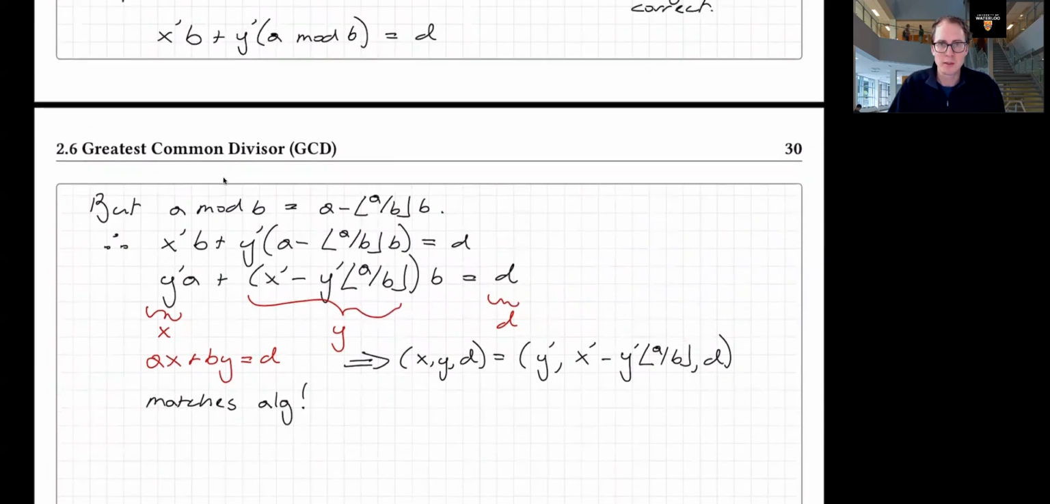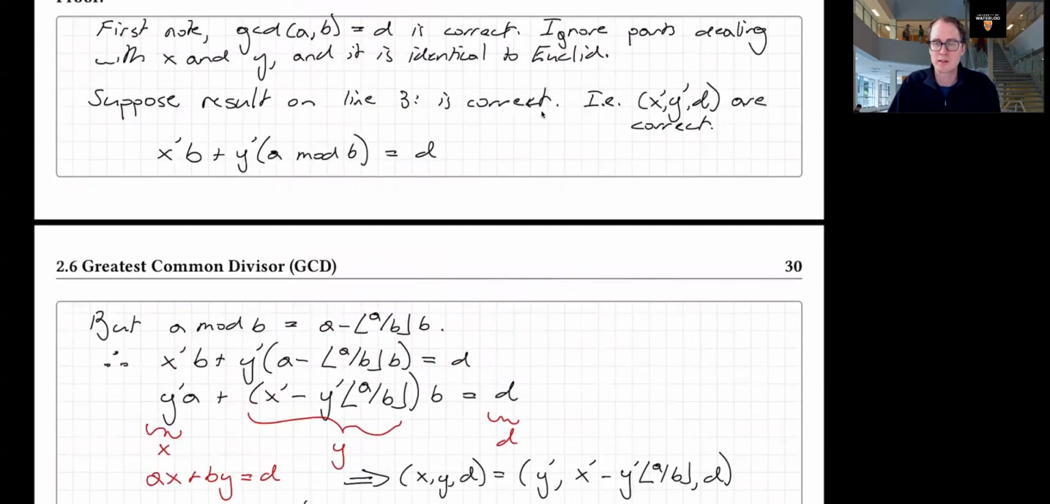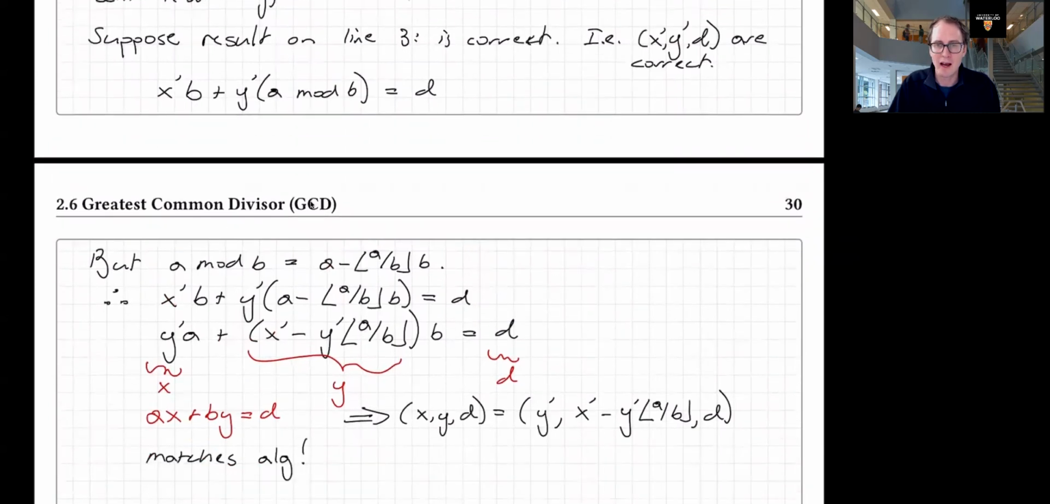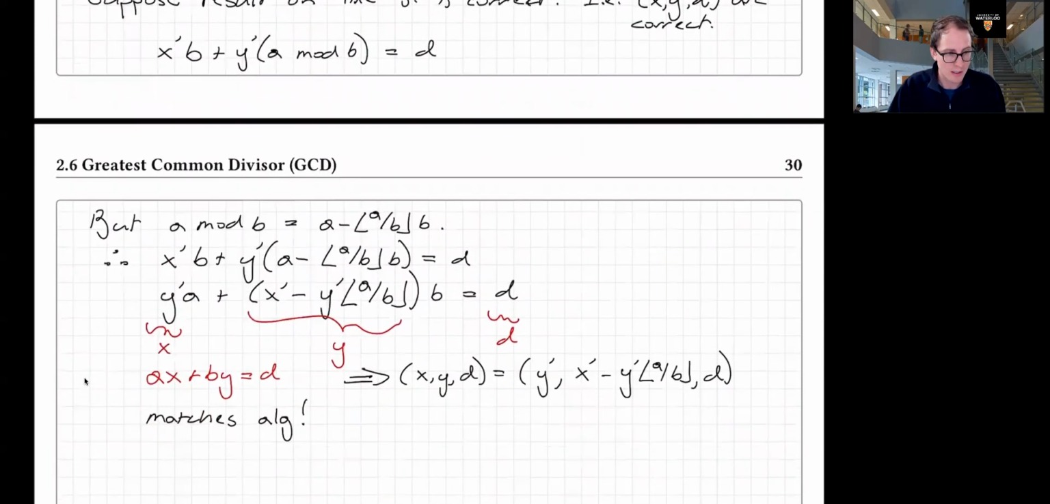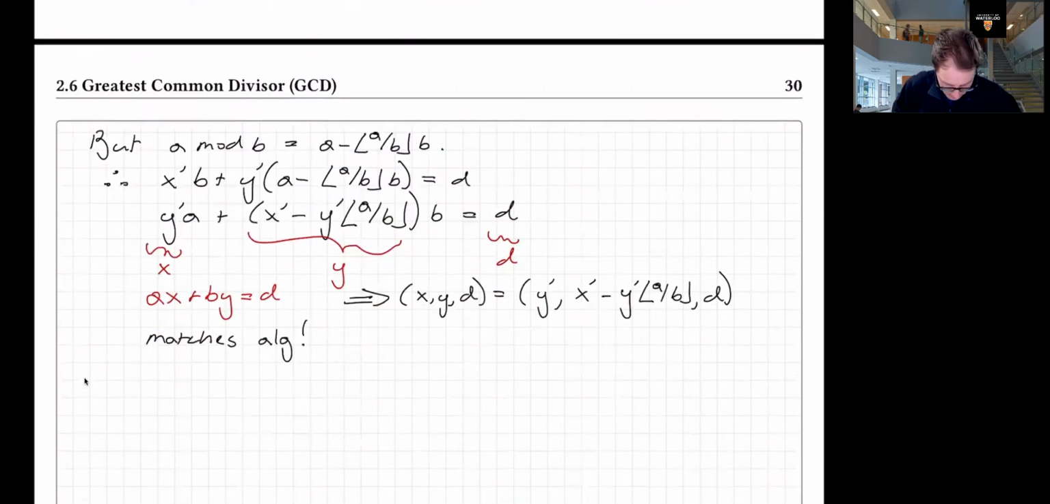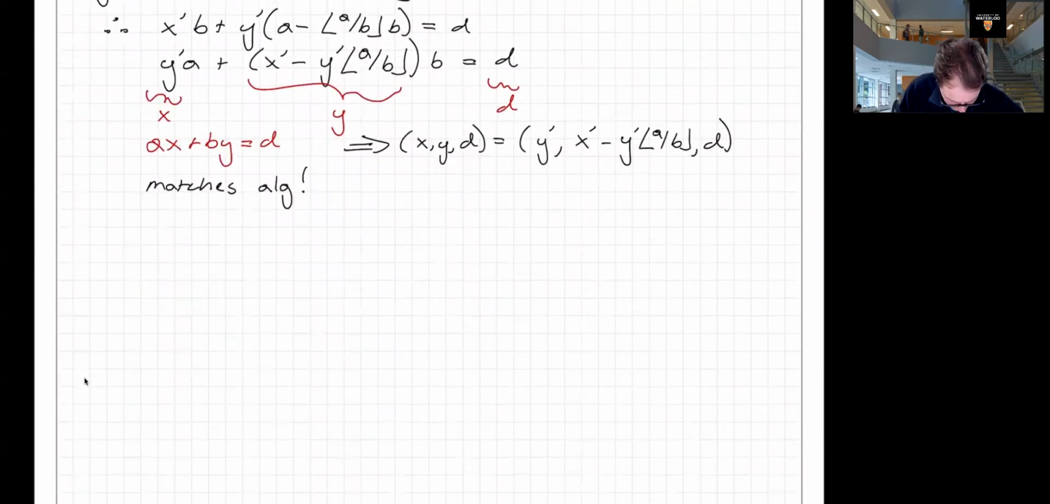So this isn't quite a proof. I'm kind of giving some intuition because basically I'm supposing the result is correct. And then I'm showing that if it was correct in line 3, then it's correct in line 4 of the algorithm. So the way to do that more formally is through induction. So to make it formal, use proof by induction.